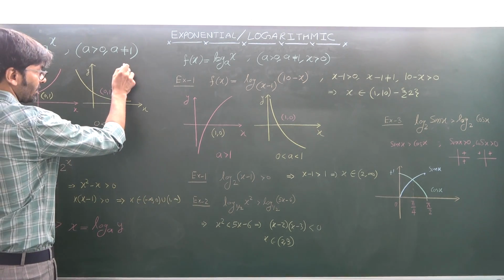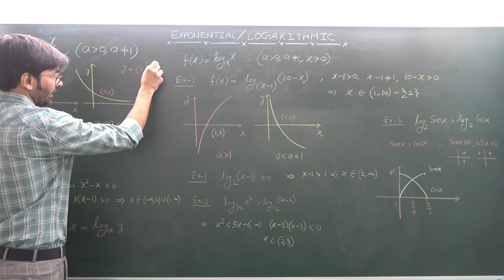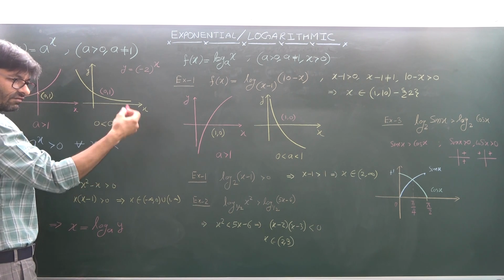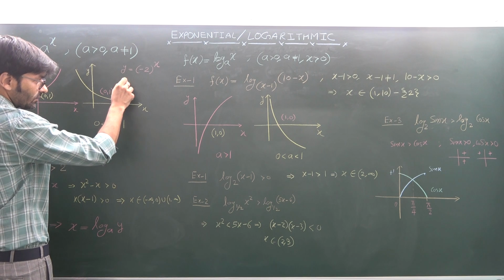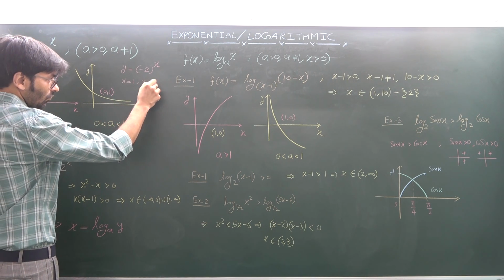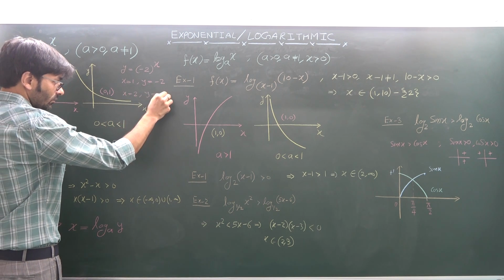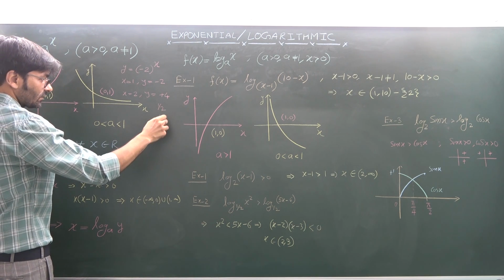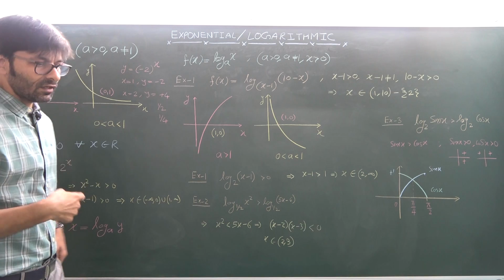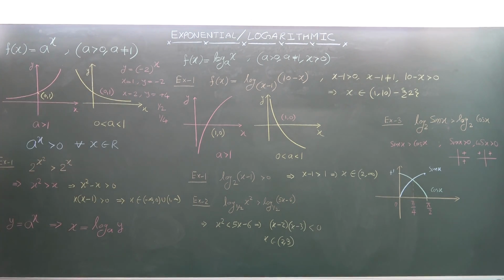What if a is negative? Suppose y equals minus 2 raised to the power x. If x equals 1, then y equals minus 2. If x equals 2, y equals plus 4. What if x is half? What if x is 1 by 4? We'll be getting complex values. So we can draw this graph if a is greater than 0 and a not equal to 1.